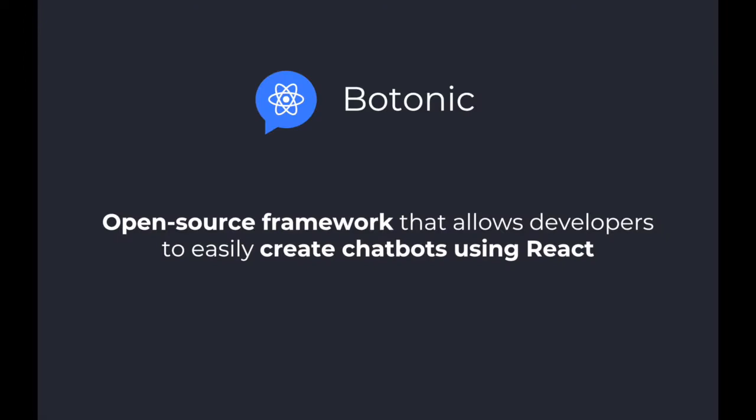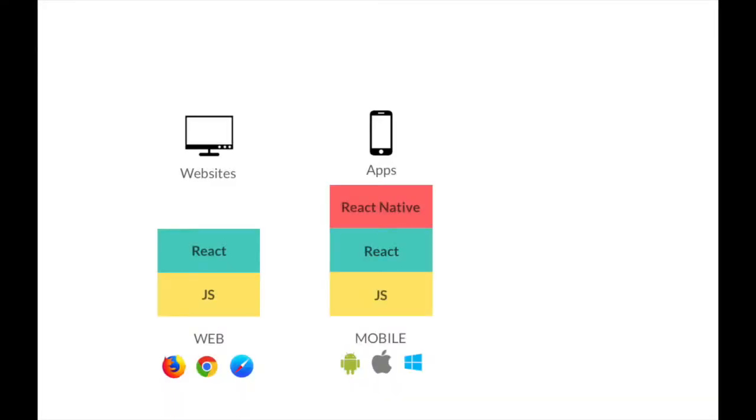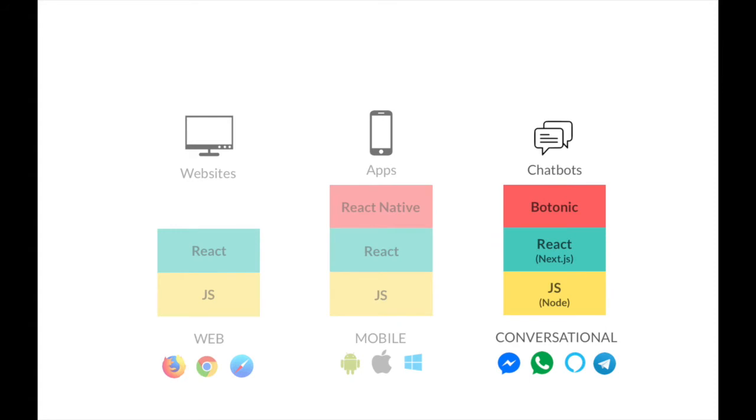So, Botanic is an open source framework that allows developers to easily create chatbots using web technologies like React. As you know, nowadays you can use React to build websites and also mobile apps, thanks to libraries like React Native. Botanic expands on this idea by allowing React developers to build chatbots for any messaging or voice platform, like Messenger, Telegram, or Alexa. This means that you can now use your existing React skills to build conversational applications. So let's jump right into the code and see how it works.